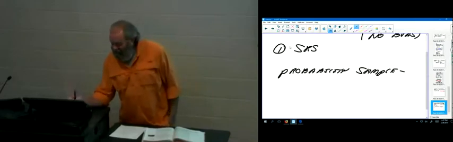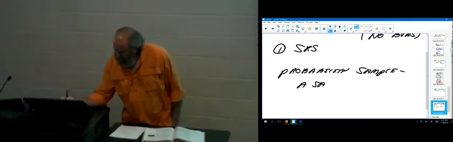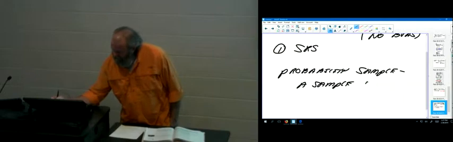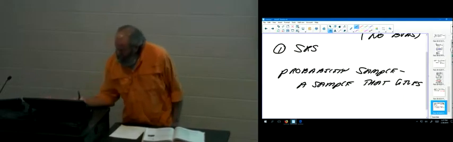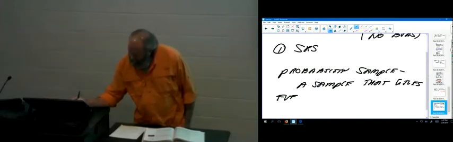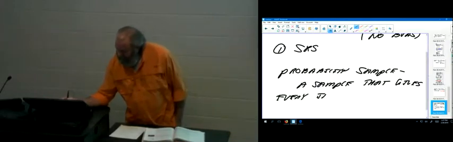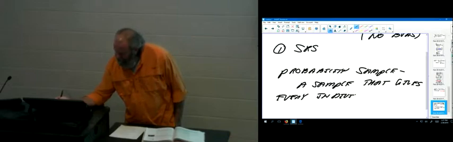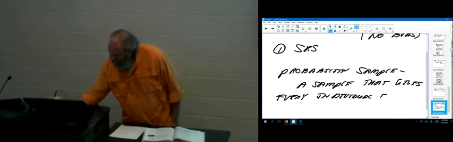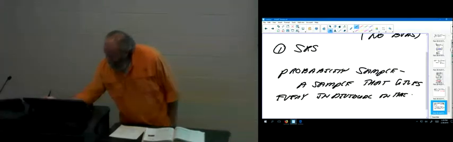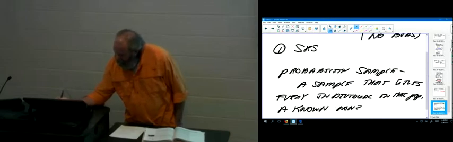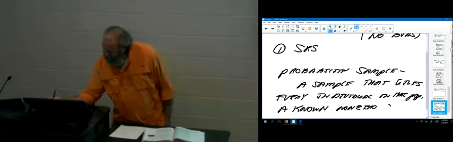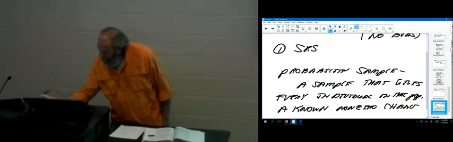And what a probability sample is, it's a sample that gives every individual in the population a known, non-zero chance to be selected.